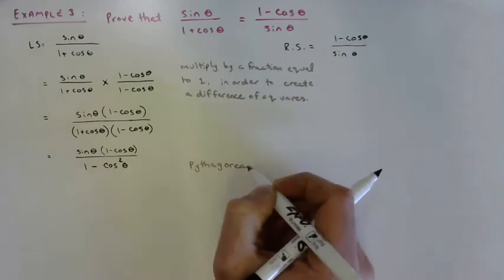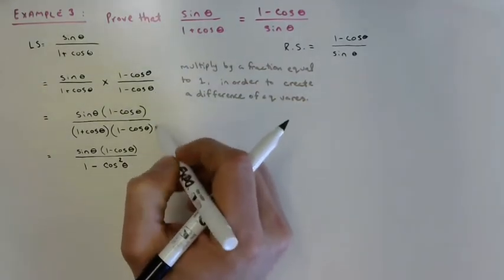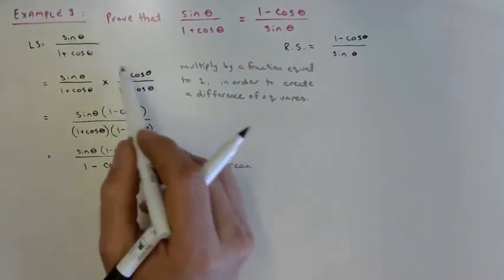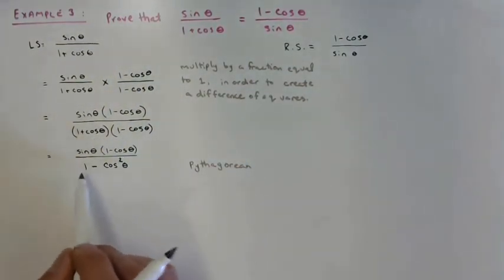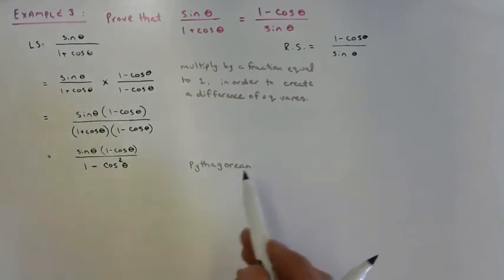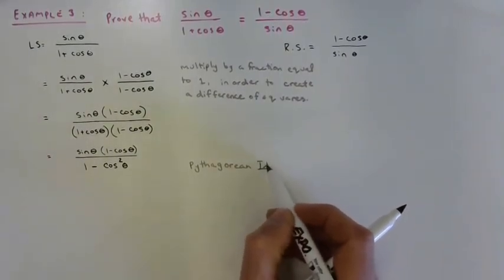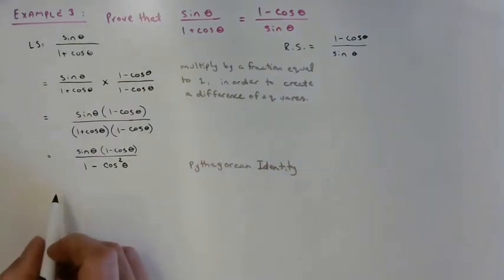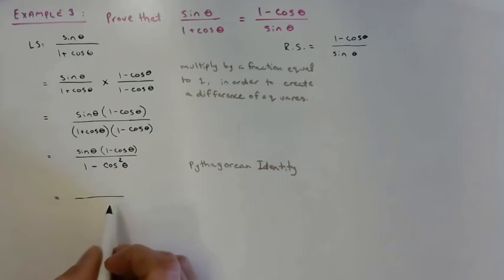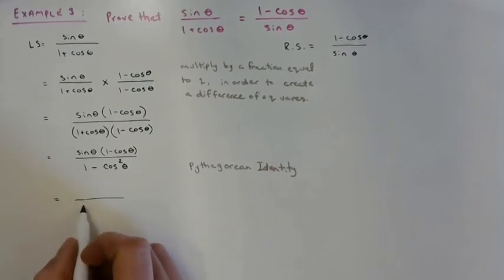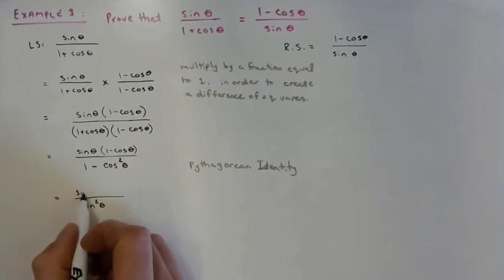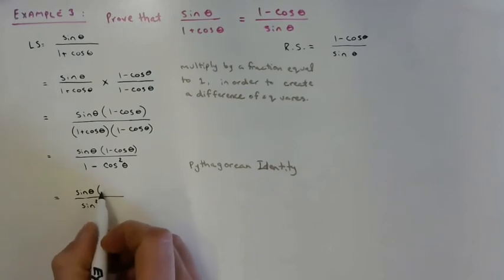Okay, now we have it looking how we want to. This is the hard part that you're going to have to try to remember that you can do. You can multiply by a fraction equal to 1 in order to create something that you want to see. And the reason that we would do that is in order to apply our Pythagorean identity, which is now going to allow us to rewrite the denominator as the square of the sine of theta. And the numerator stays the same.